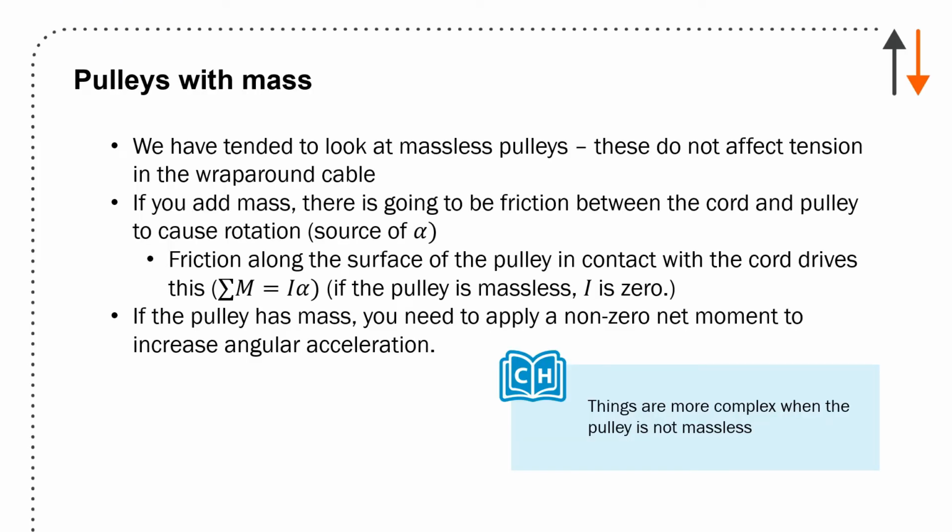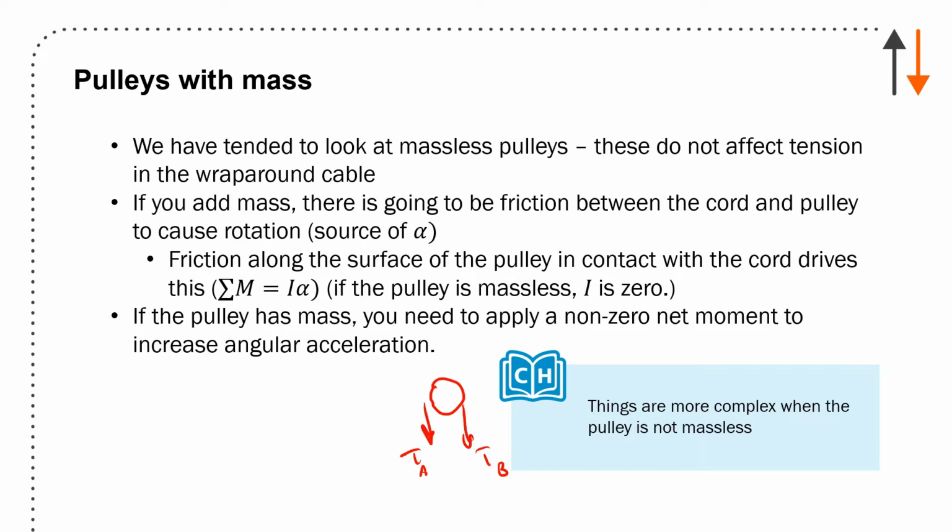We've tended to look at massless pulleys, and the reason is that these tend to be a lot easier to do. When you look at these problems generally, you have a pulley with tension on 2 sides, and tension on both sides is equal. But when you have a mass, tension on both sides is not equal, and you can have tension A and tension B. That's because of friction between the cord and the pulley, and friction along the surface of the pulley in contact with the cord drives this.